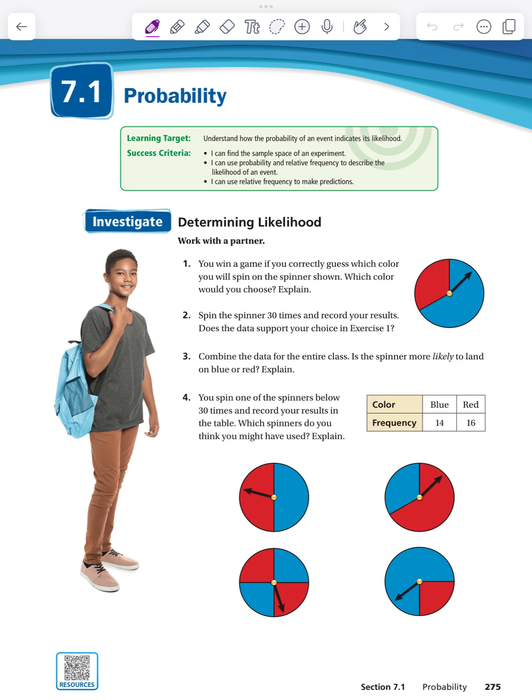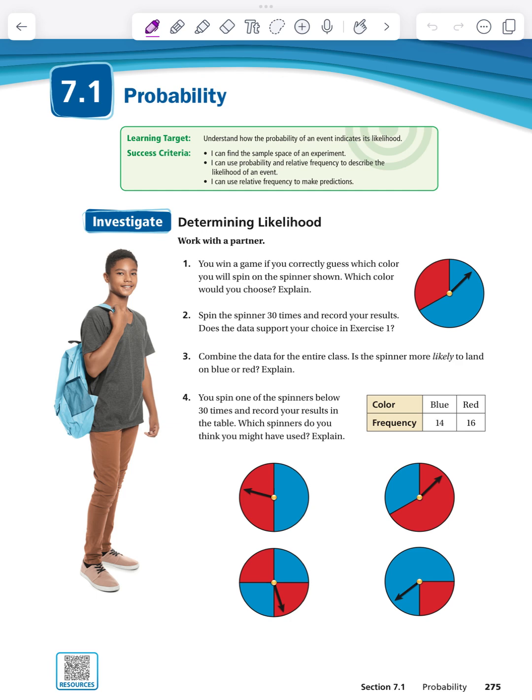So we could actually spin this spinner 30 times and record our results. What would happen is the blue should show up more times than the red. Now, in class, we might actually make a spinner like this, but for the notes video, you're just going to have to pretend that we spun it and the data did support it.